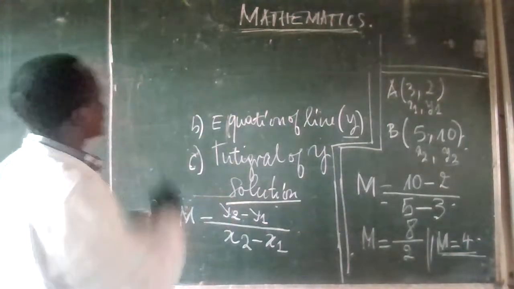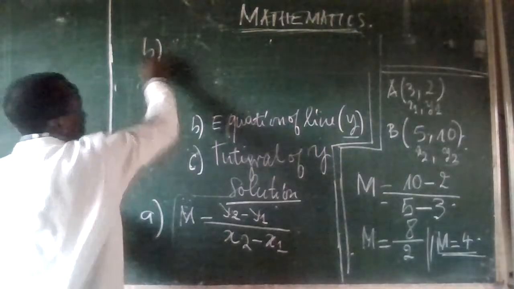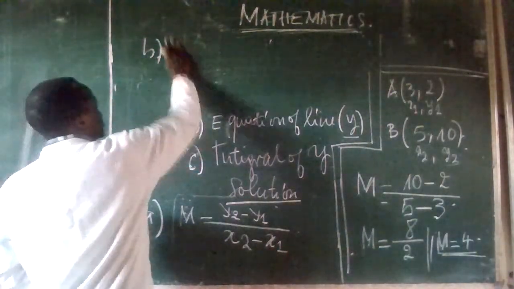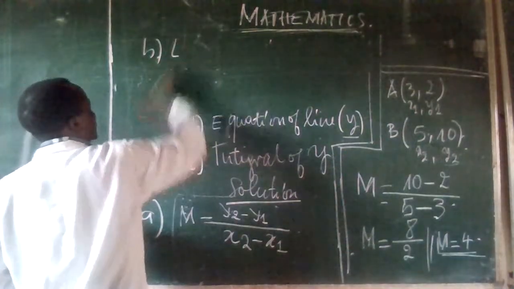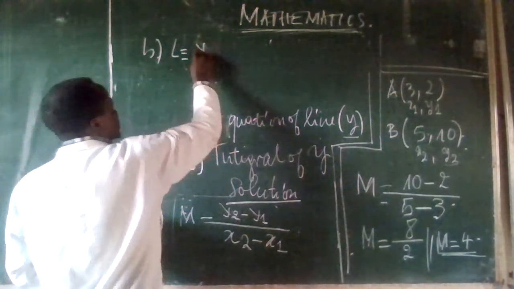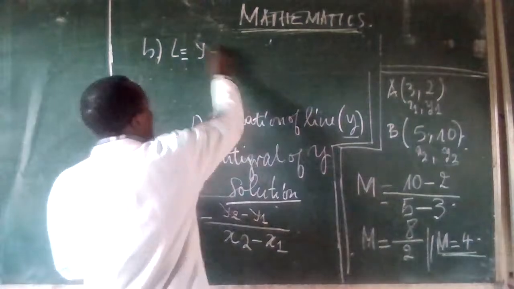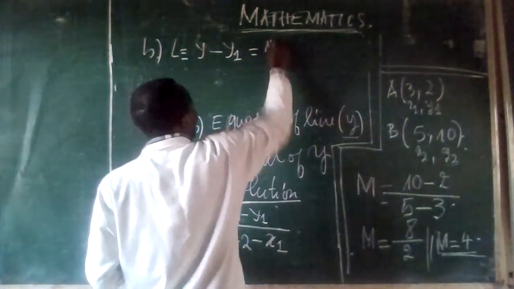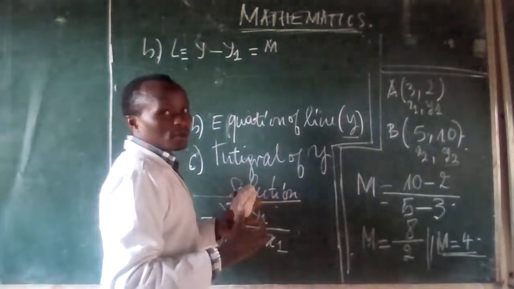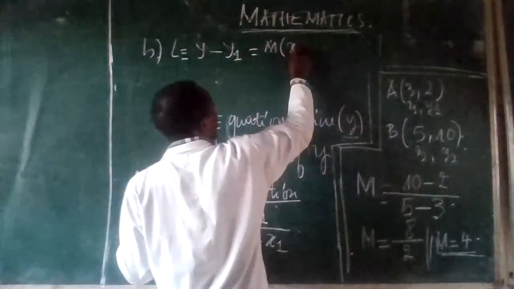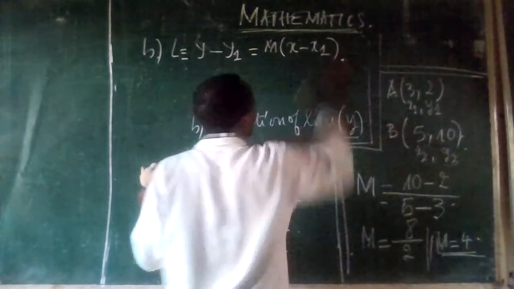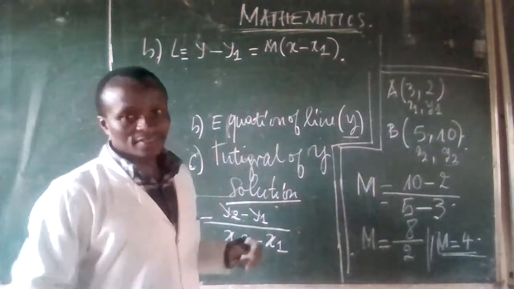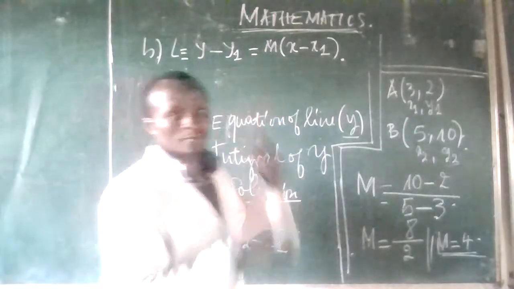Right? So now the equation of line. Remember, as I told you, this is the equation of line: y minus y1, which is our gradient or slope, times x minus x1. This is the general formula used for finding the equation of line. Yes, I wrote this last time.